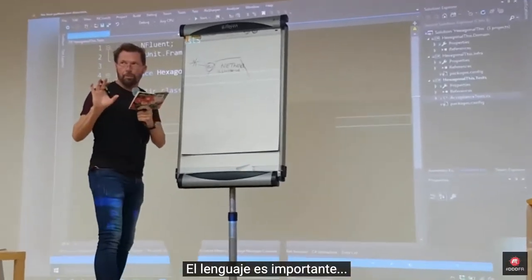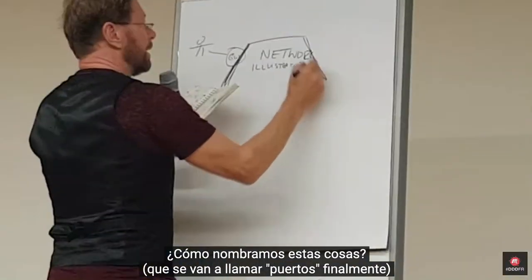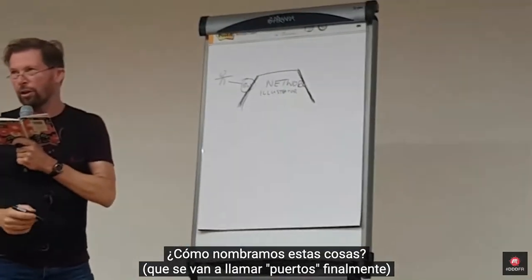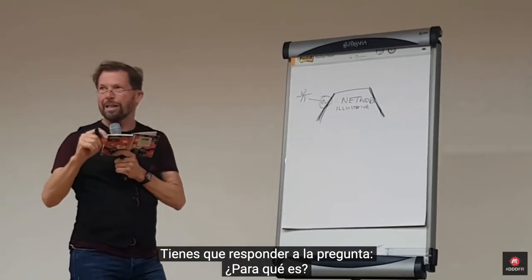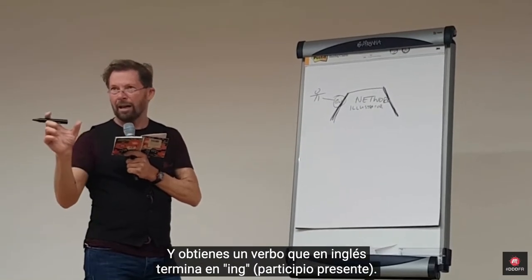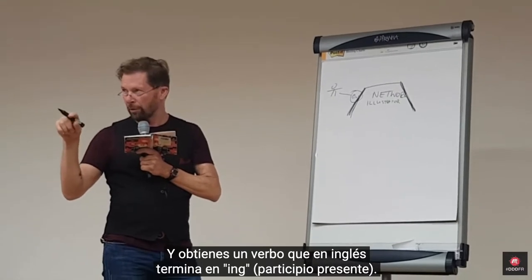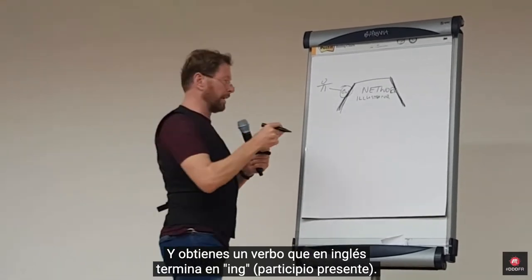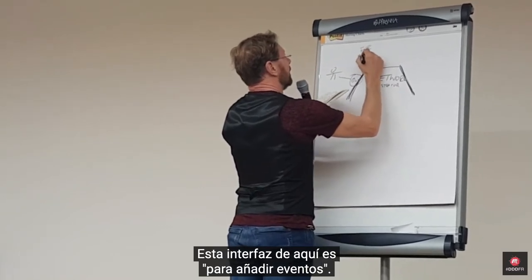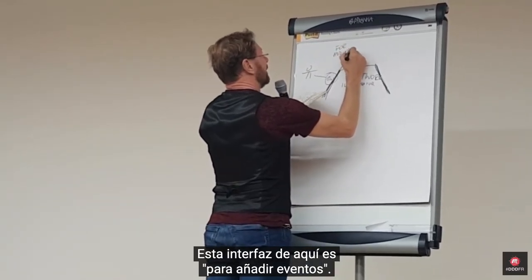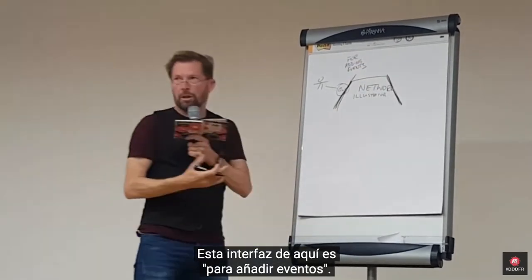We had an adapter here, which was a GUI, and we had a person entering some events. Now, language is important when you're playing with these things. How do you name these funny things? They're going to be called ports in the end. And the answer is, you answer the question, what is it for? You'll get a verb in English which ends with -ing, the present participle. So this interface here is for adding events. It's for adding events. Its purpose in life.